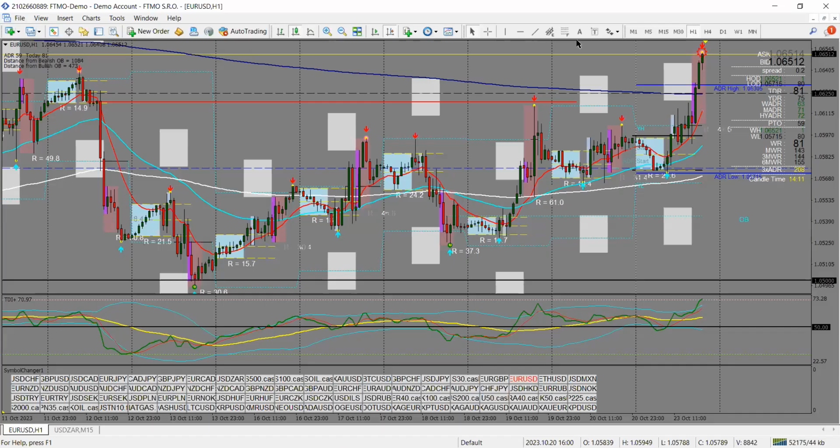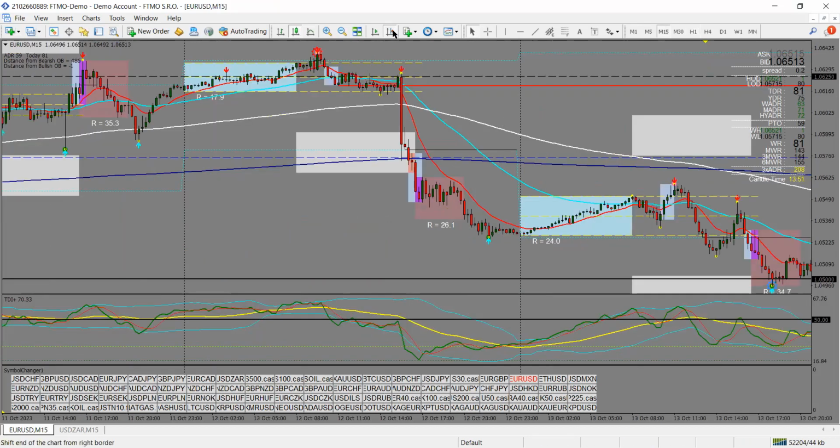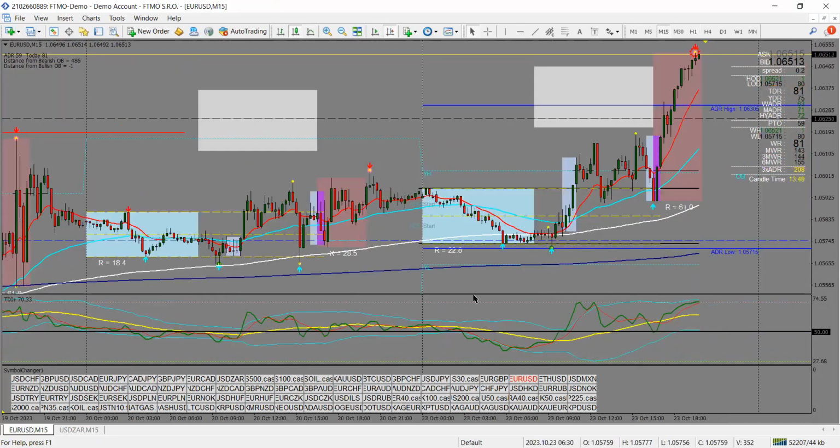I think I saw something on EU and GU, so I'm just going to look at those two. We're going to go to M15. This is for day trading, and this is mainly visible on the M15 chart. Maybe M30, but personally for me, it's more visible on the M15. So jumping onto the M15, you see this was today's price action.